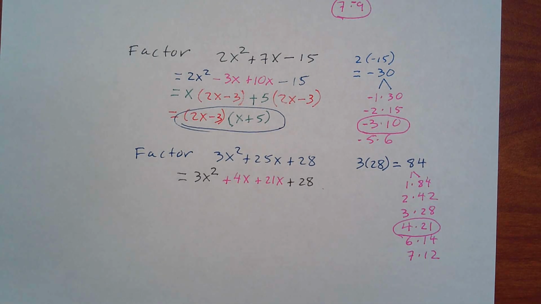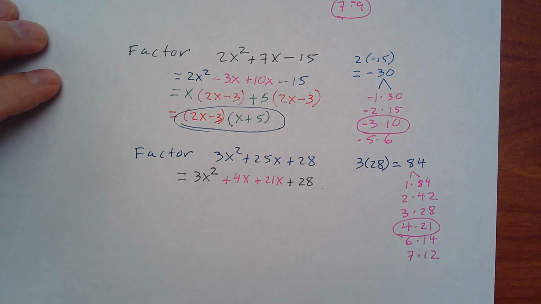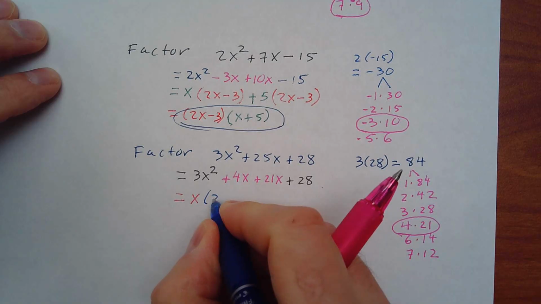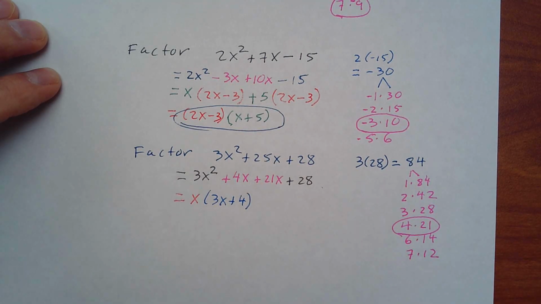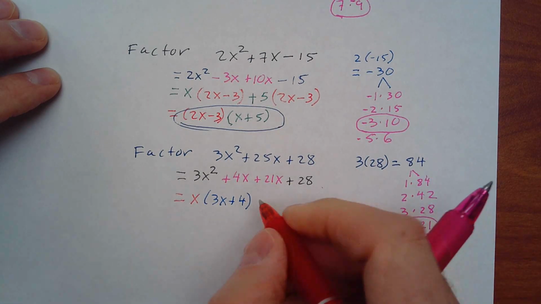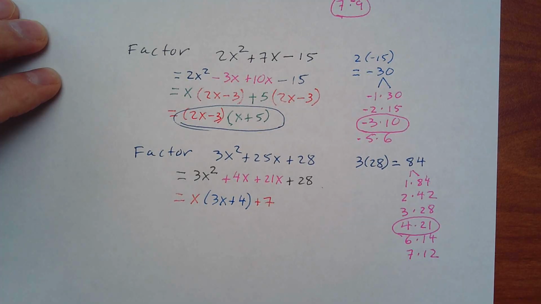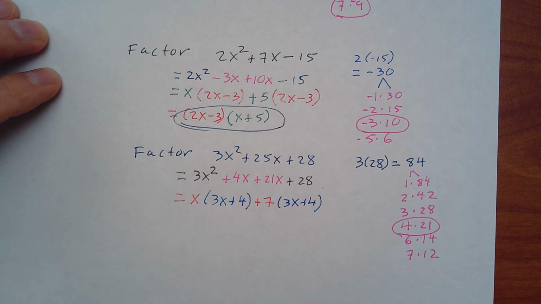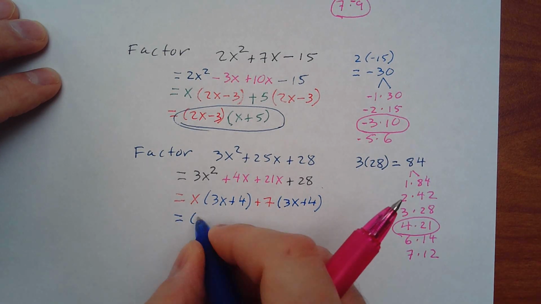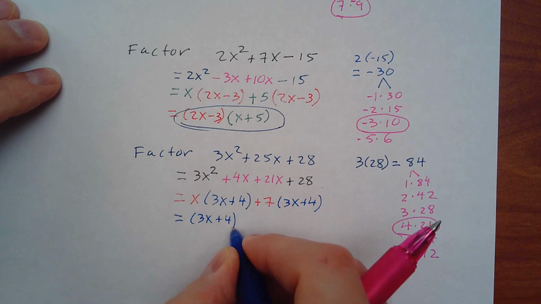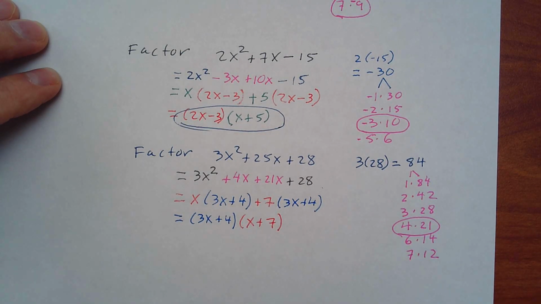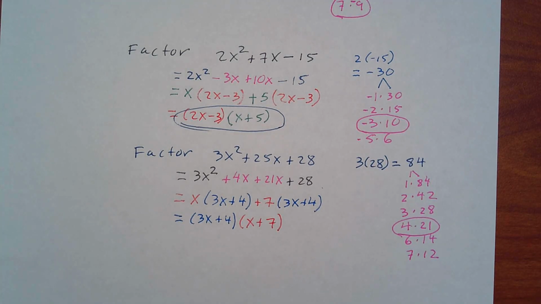And now we're going to do our factor by grouping. First two terms have a common factor of x. Last two terms have a common factor of 7. And then our two pieces have that common factor of 3x plus 4. So our answer would be 3x plus 4 times x plus 7.